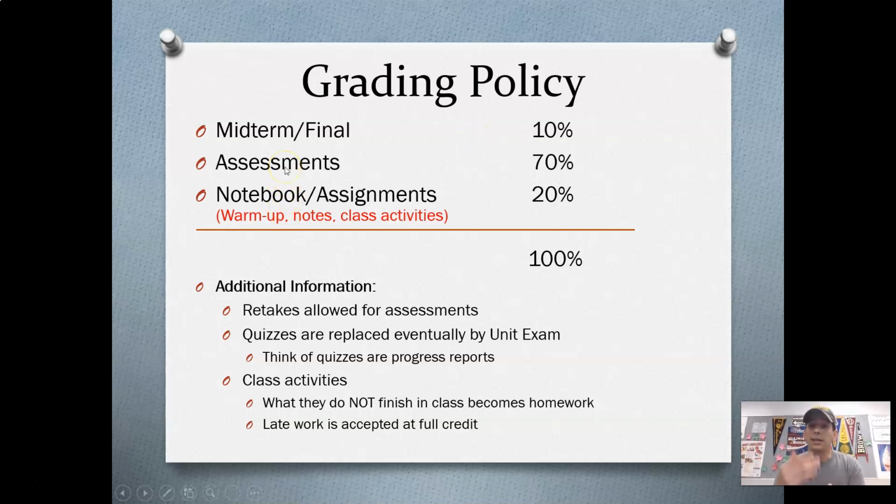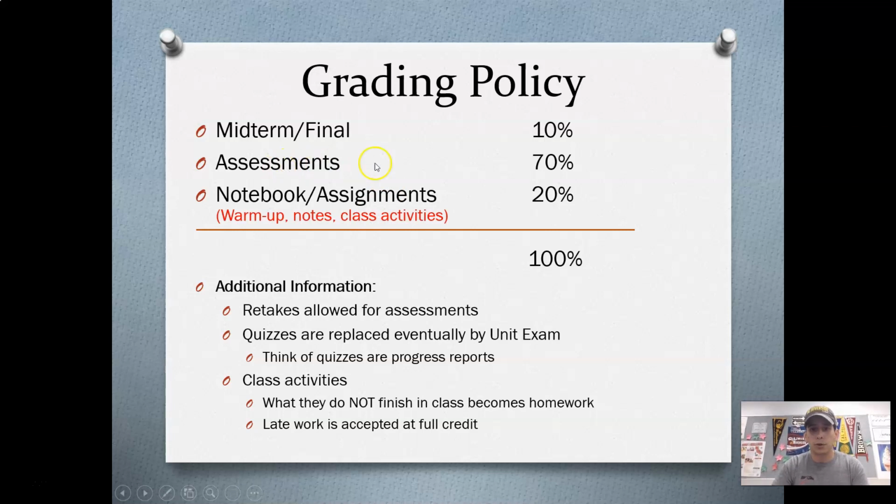The next category is assessments. That includes anything from a quiz to a test. That is a big category there. That is worth 70%. And then the next one is notebook and assignment. That's basically the work that they do for me in class or their homework. I call it my class activities. That is worth 20%. So that practice that they get in class is worth 20% of their grade, for a grand total, of course, of 100%.